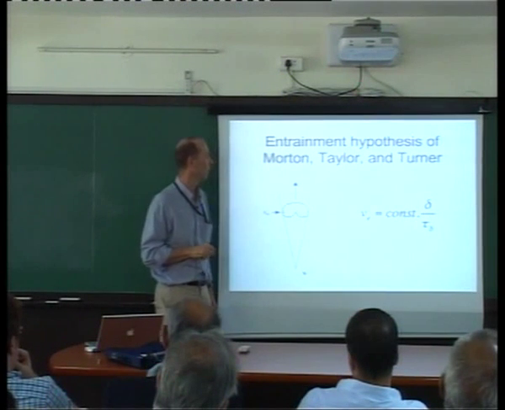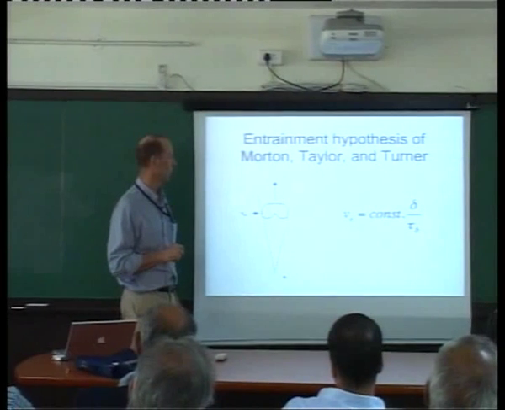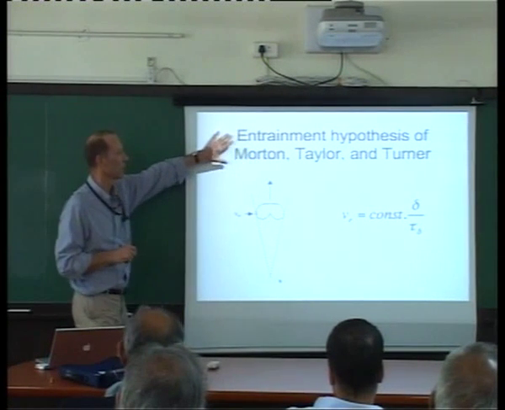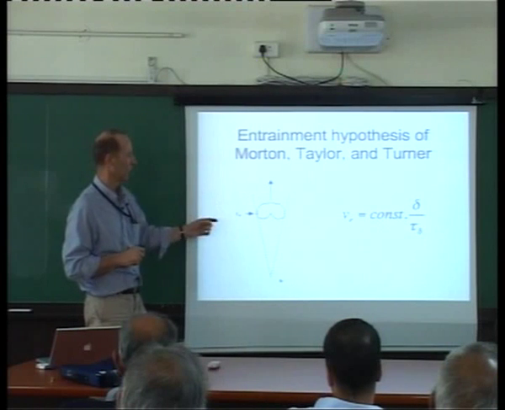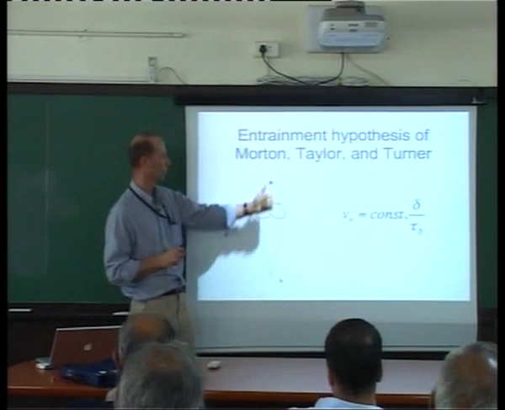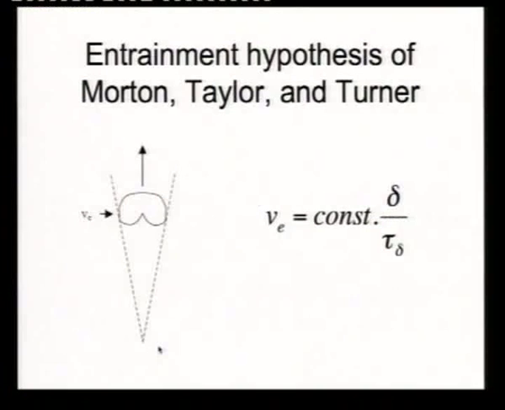Professor Narasimha alluded in his talk earlier this week to the famous entrainment hypothesis of Morton, Taylor, and Turner, which said that the entrainment velocity is always proportional to the characteristic velocity of the flow. And as he also pointed out, this hypothesis breaks down sometimes. We tried to generalize that hypothesis to account for a variety of effects, such as compressibility and stratification, rotation, and, as we'll talk about today, stationarity.